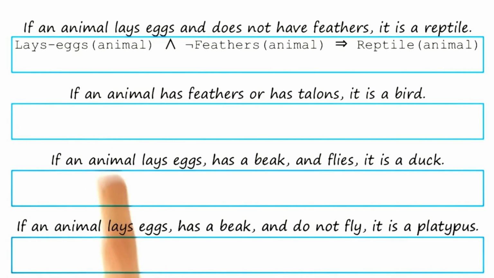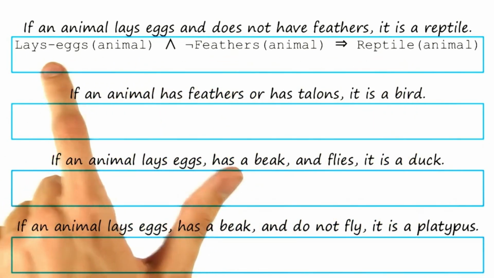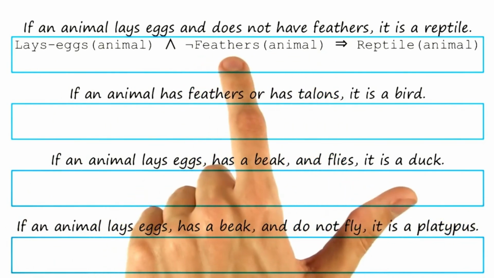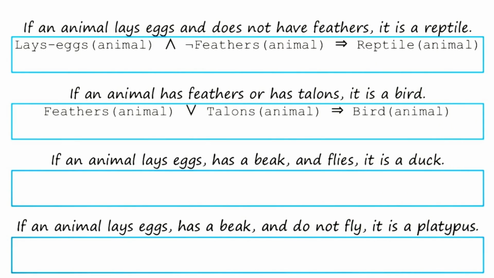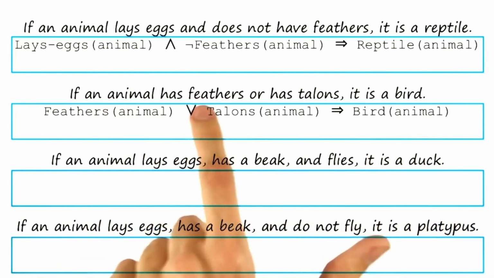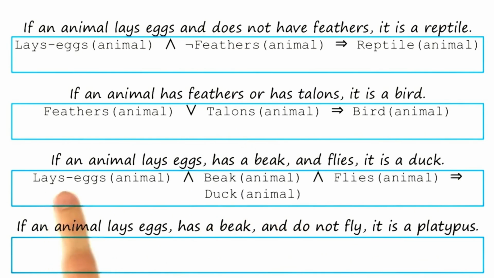So for the first sentence, I created the predicates lays eggs, feathers, and reptile, and said if the animal lays eggs and the animal does not have feathers, that implies the animal is a reptile. For the second one, I said if the animal has feathers or the animal has talons, that implies that the animal is a bird. So animal feathers or talons. For the third, which is a longer one, I said if the animal lays eggs and the animal has a beak and the animal flies, all 3 of these in a chain, that implies the animal is a duck.